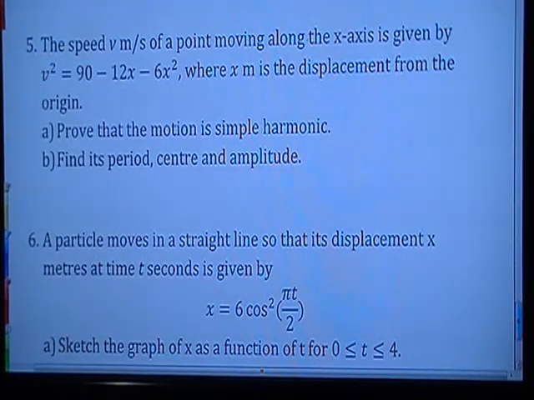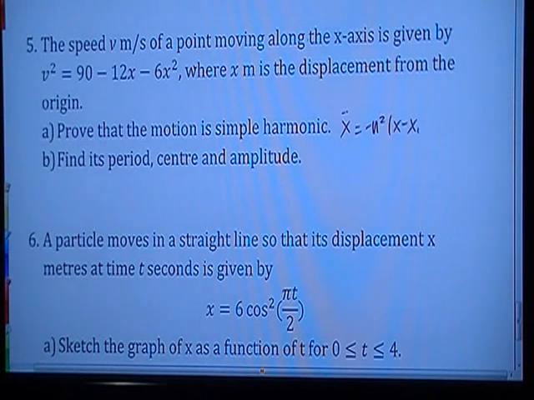Example 5. The speed v is given by the expression, where x is the displacement. Prove motion is simple harmonic. Remember, you just have to show x double dot equals minus n squared times x minus x naught. That's where we have to get to. Okay? So how do we get to that?